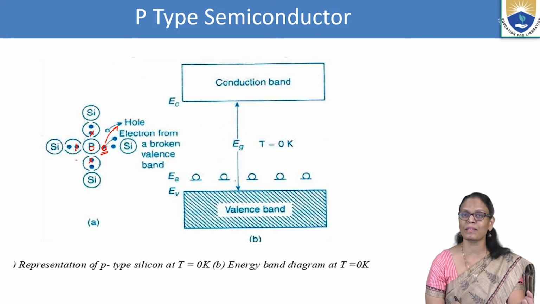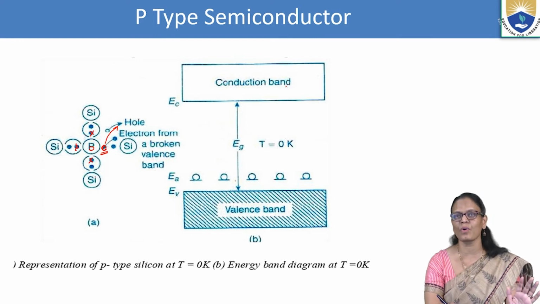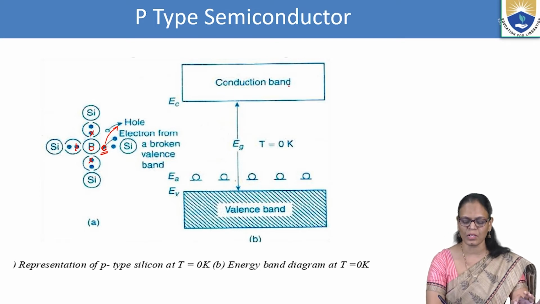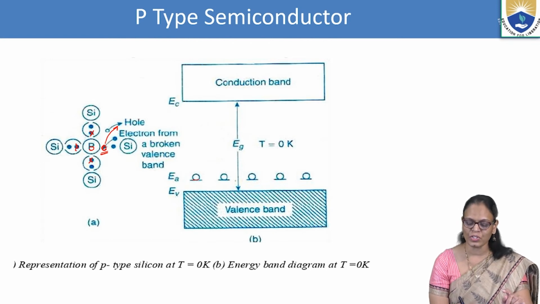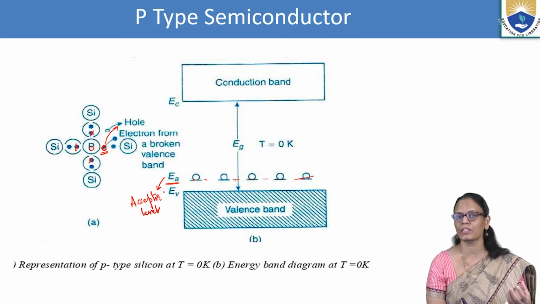Now if this has to be represented in the energy band diagram, this is the valence band. These are the energies of all the valence electrons. The conduction band is empty because there are no free electrons or conducting electrons. But now, because of the addition of a trivalent impurity, there is one level that is formed just above the valence band, which we call the acceptor level. EA here is the acceptor level, which is ready to accept the electron.